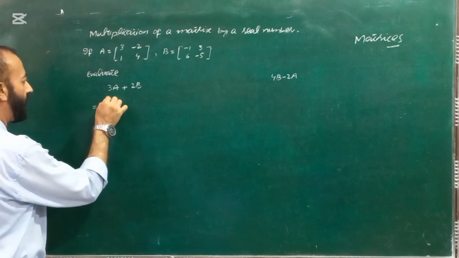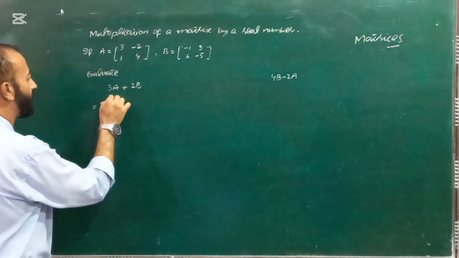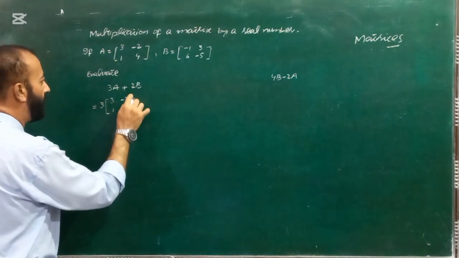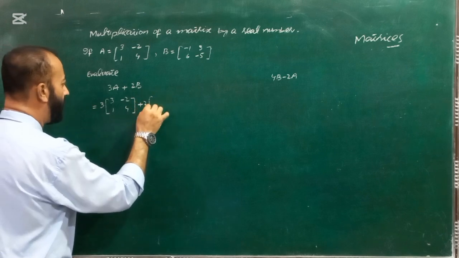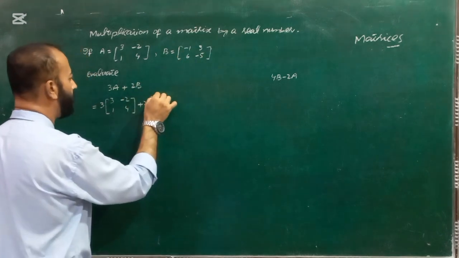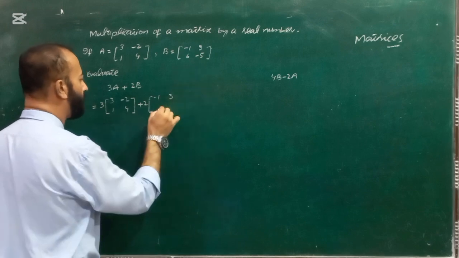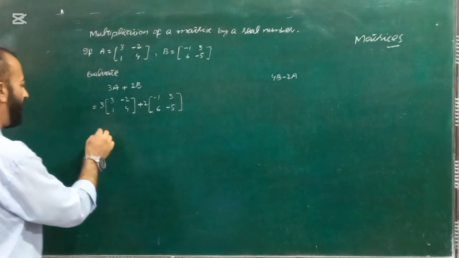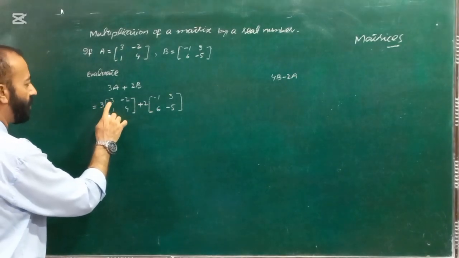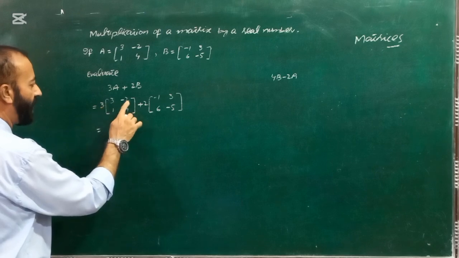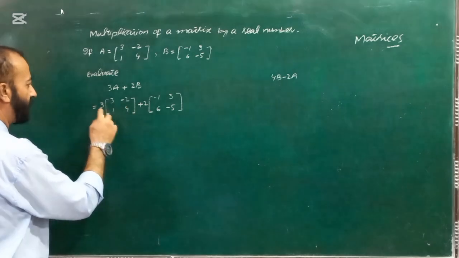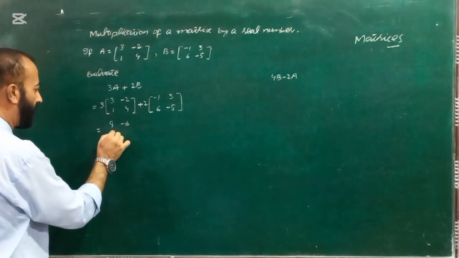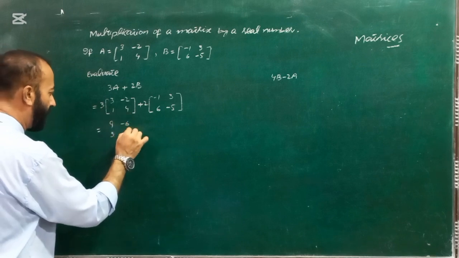So look now, 3A. First we will write 3, then the A matrix, that is 3 minus 2, 1 4, plus 2 is there, and then the B matrix, that is minus 1 3 and 6 minus 5. Likewise, simple algebraic multiplication will be done. 3 will go inside the matrix. 3 will be multiplied with each and every element of this matrix. So 3 3s are 9, 3 minus 2s are minus 6, 3 1s are 3, and 3 4s are 12.